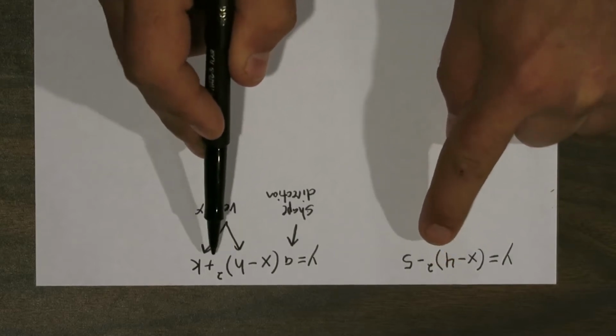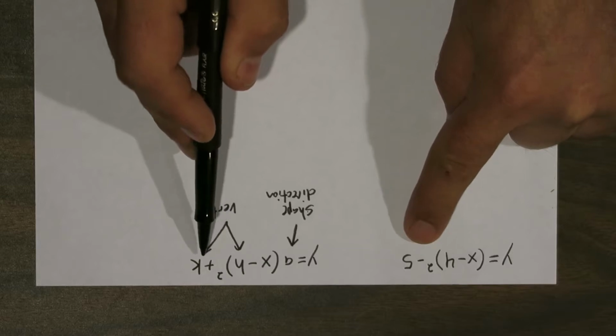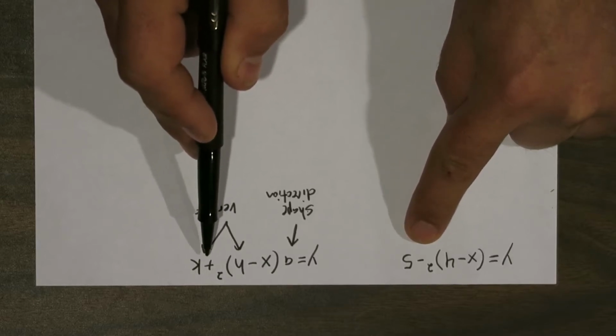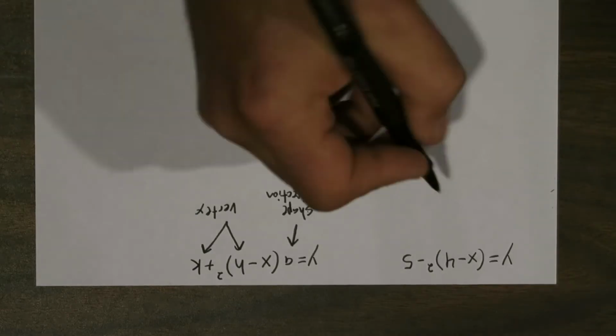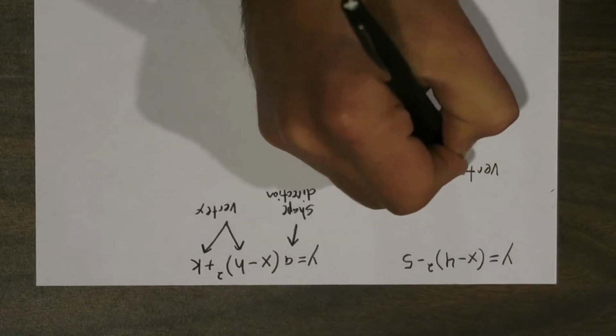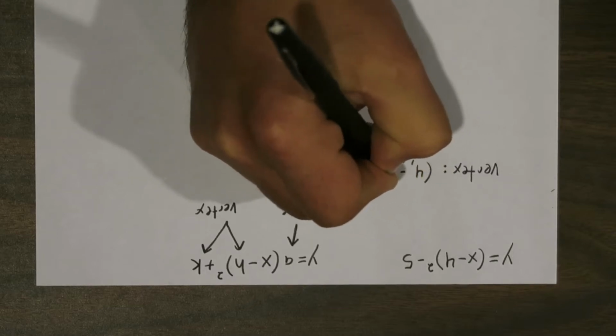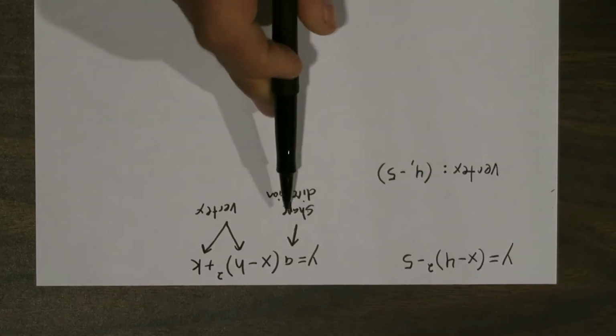And we have this squared. Then right here it says negative 5, but it's supposed to be a plus k. So that tells us k is negative 5. So we know the vertex is located at 4, negative 5. Now let's look for a.